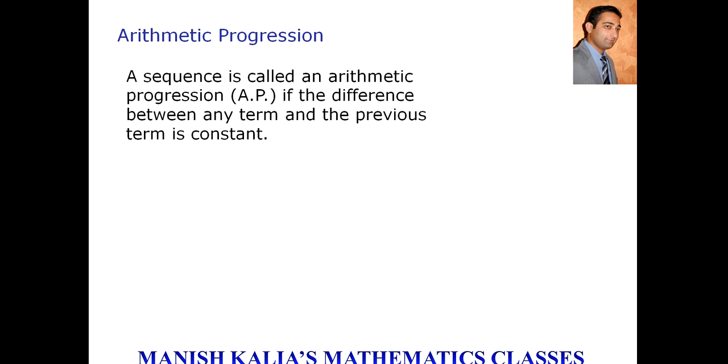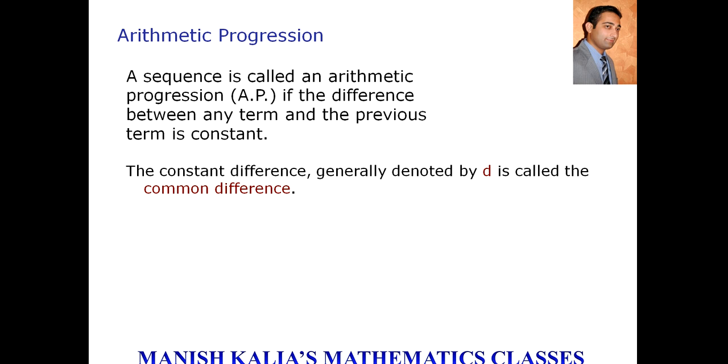So we will discuss in particular some of the progressions. First of these is arithmetic progression. It is a kind of sequence in which the difference between any two consecutive terms is constant. That is, the difference between any term and its previous term is constant. The constant difference, generally denoted by small d, is called the common difference.